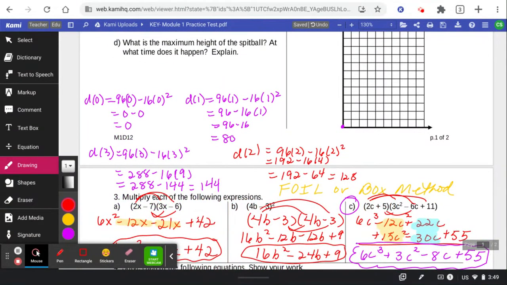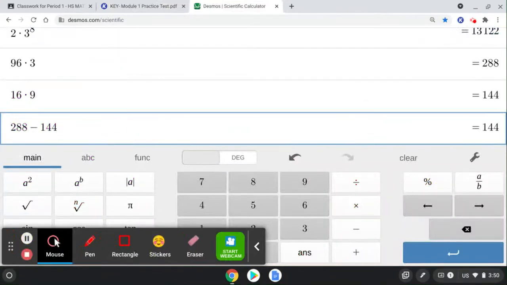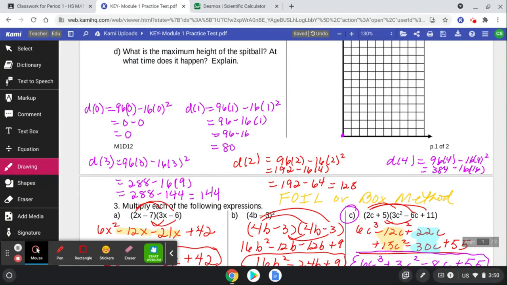Okay, now we go D of 4. 96 times 4 minus 16 times 4 squared. 384 minus 16 times 16. Let's go double check our numbers in Desmos for 96 times 4. That is 384, and 16 times 16 is 256. So 384 minus 256 is 128.